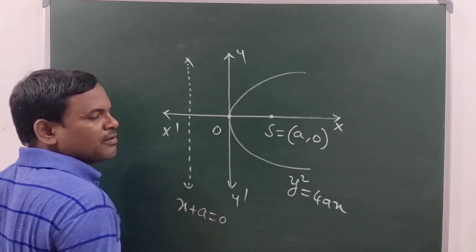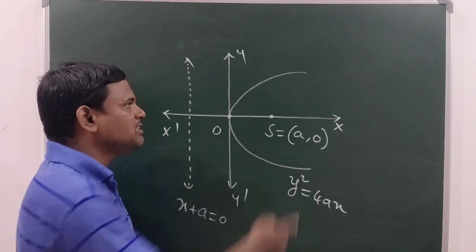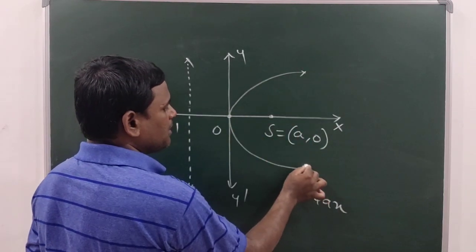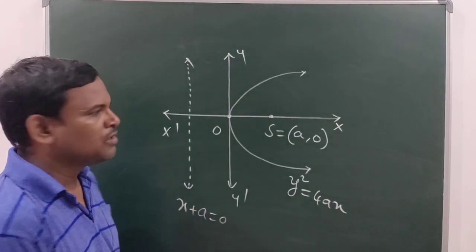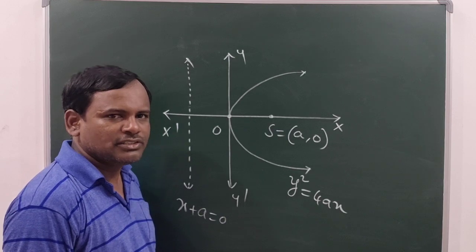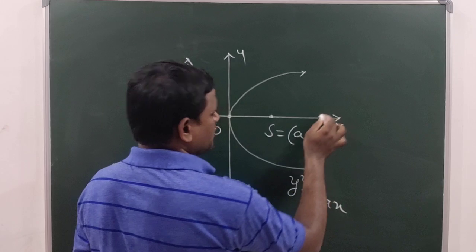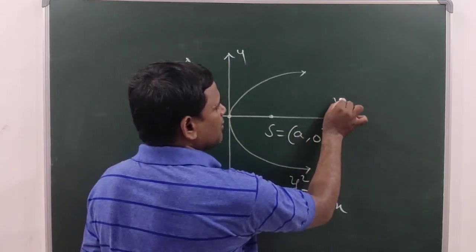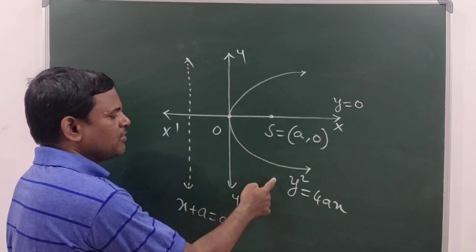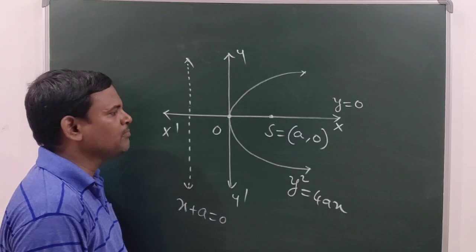So here this x-axis is the axis of this parabola. What do we say for this parabola? Axis. So you know, on the x-axis the y coordinate of every point is 0. Hence the equation of this x-axis is y equal to 0. y equal to 0 is the equation of the axis of this y square equal to 4ax parabola.